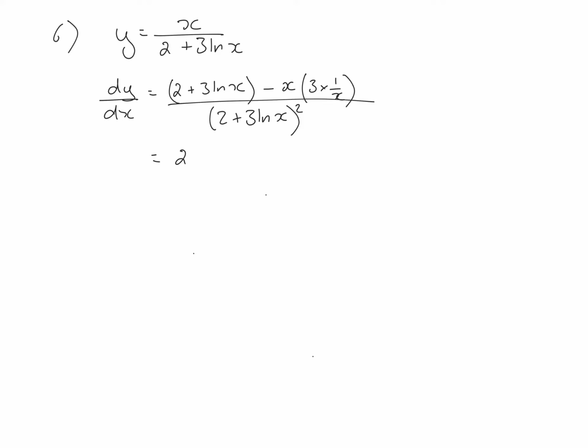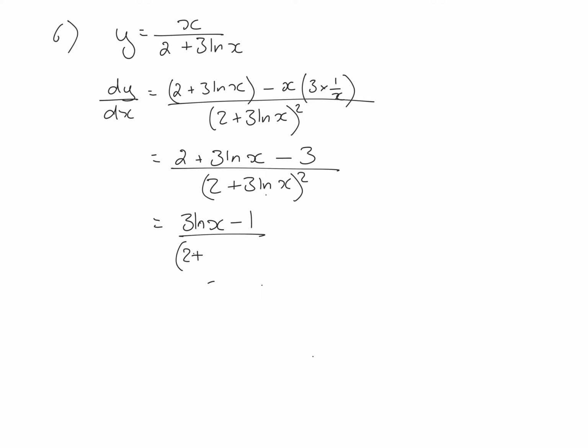So that's 2 plus 3 ln x minus, the x's cancel, 3. All over 2 plus 3 ln x squared, which is 3 ln x minus 1 over 2 plus 3 ln x squared.